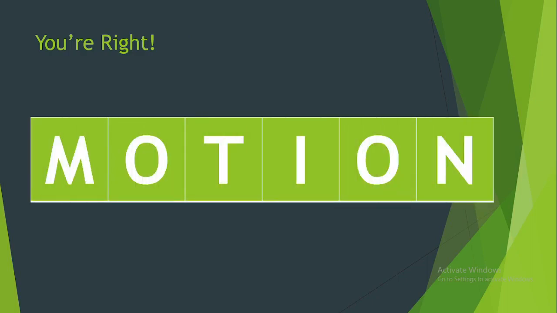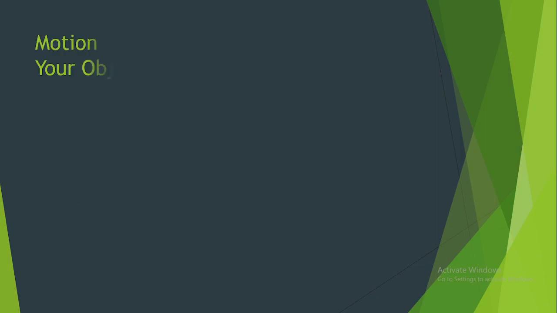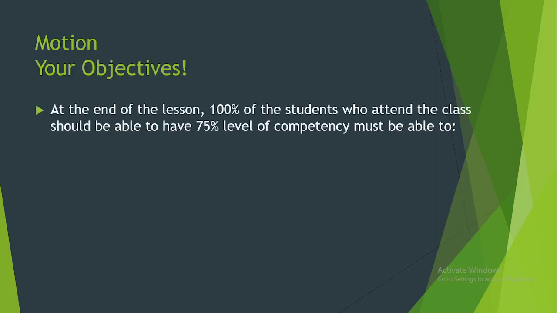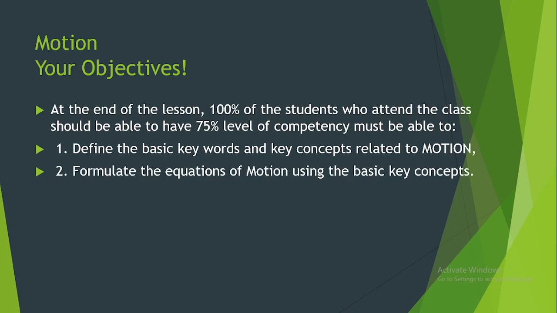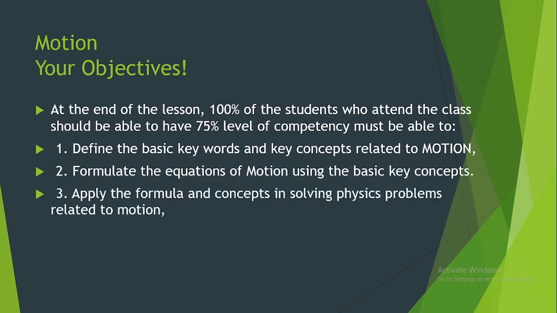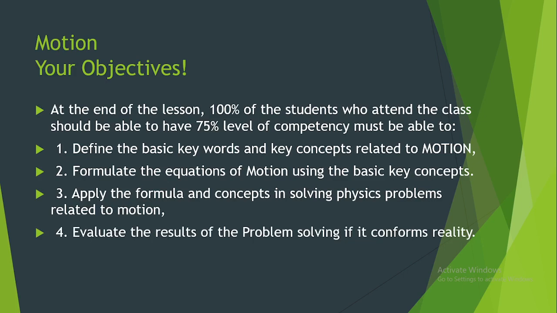Motion. In this lesson, you should be able to have 75% level of competency in the following desirable learning objectives. 1. Define the basic keywords and key concepts related to motion. 2. Formulate the equations of motion using the basic key concepts. 3. Apply the formula and concepts in solving physics problems related to motion. 4. Evaluate the results of the problem solving if it conforms to reality.